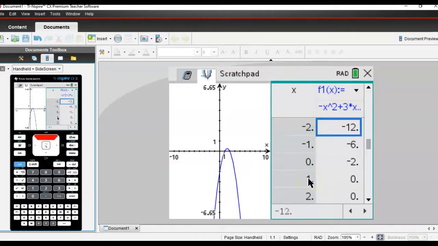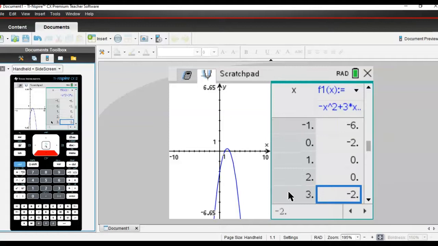There we go. So, a couple of things. I'm making myself a little XY table here in my paper. I'll come back to it and show you in a second. At -2, -12. I probably won't graph a point that low, but I'm going to jot it down anyways. At -1, I'm at -6. At 0, I'm at -2. Well, that's a little bit weird because at 1, I'm at a height of 0, but at 2, I'm also at a height of 0. I wonder why that is. I shall have to ponder that more in my life here in a moment.